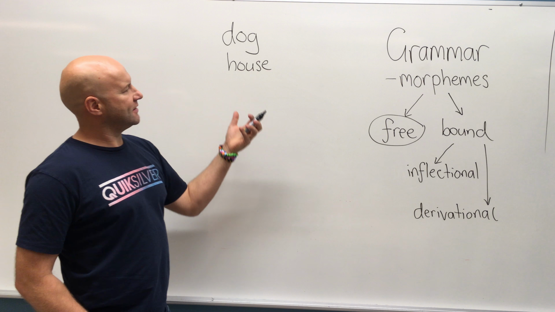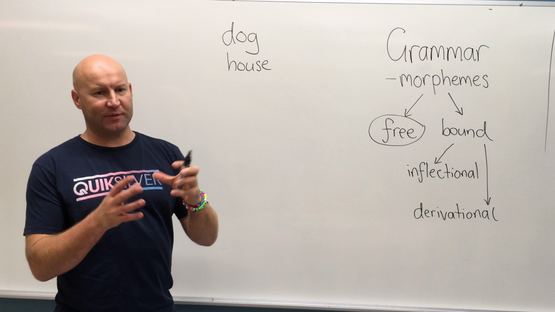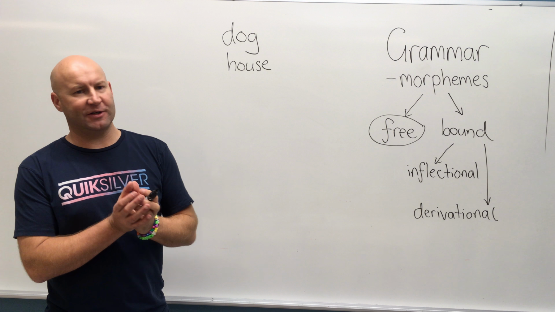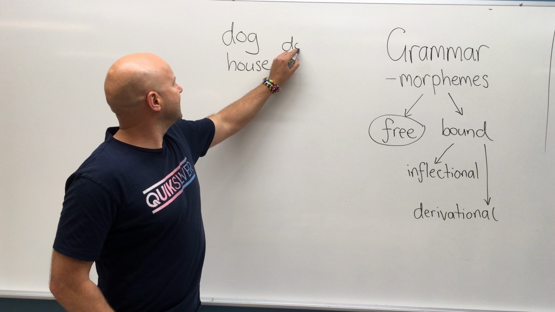So house is also a free morpheme. It can stand alone. It can't be deconstructed into further units of meaning. But we can also create the word dog house, which is a free morpheme plus a free morpheme. So here we have a word with two morphemes, but it's still one word, dog house.